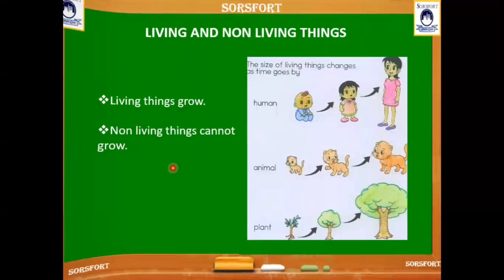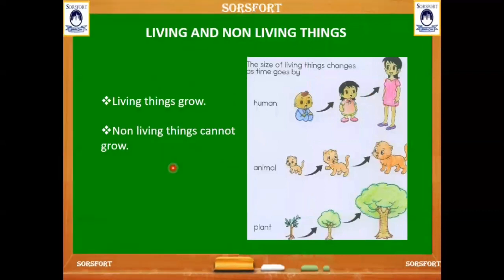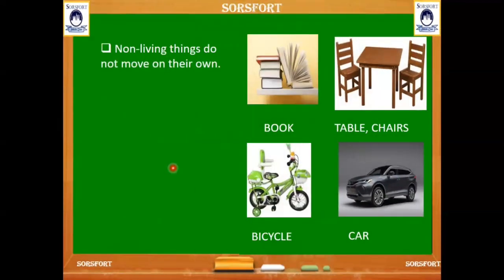But the non-living things such as books and tables cannot move. The books and tables need the help of a human being to move from one place to another place. And non-living things like bicycle and car need the help of a human being to ride them.